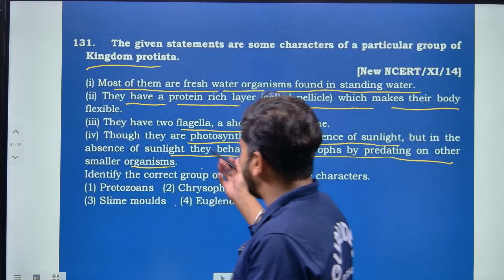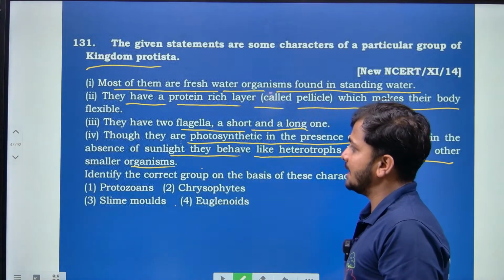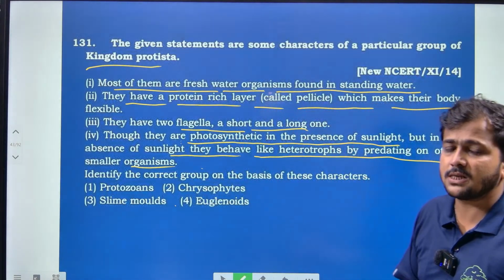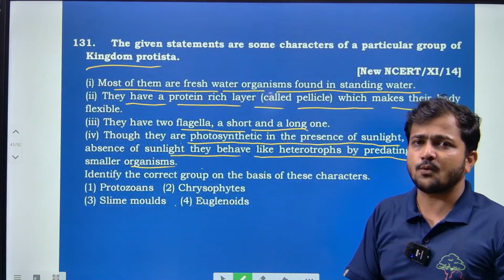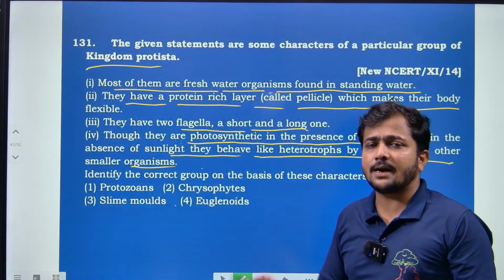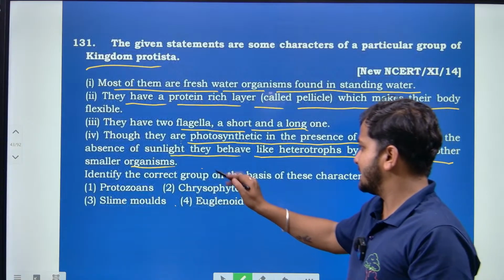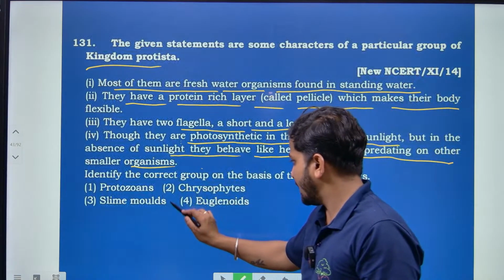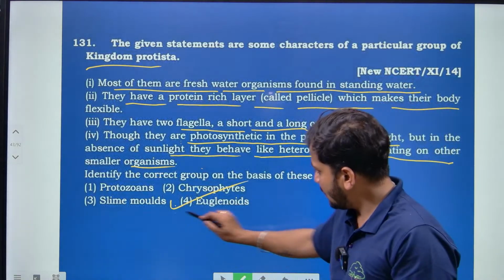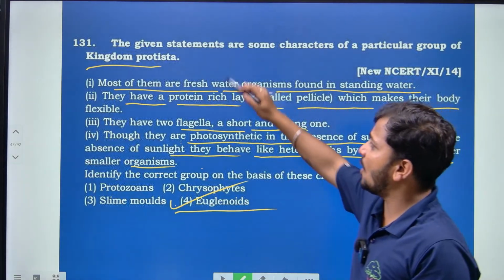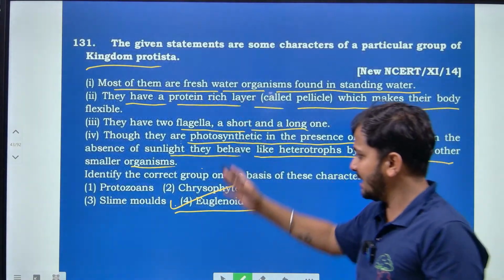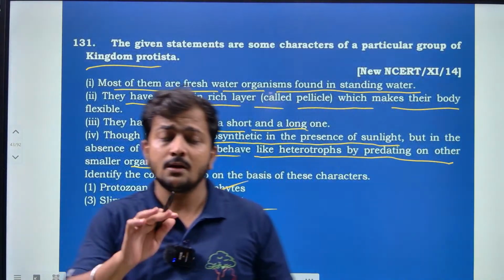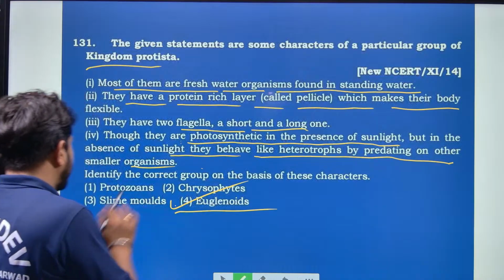So according to that, this major character, they behave as photosynthetic when there is a presence of light. When there is an absence of light, they behave as a predator. This statement we can correlate with euglenoid. So here euglenoid is the answer. The remaining, pellicle formation, can even be seen with respect to the euglenoid itself. So option 4 is correct, right?